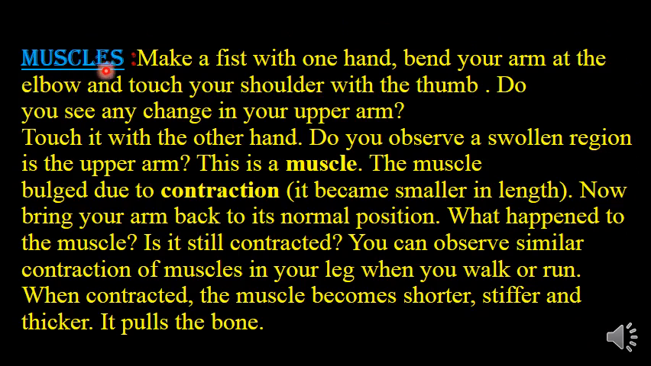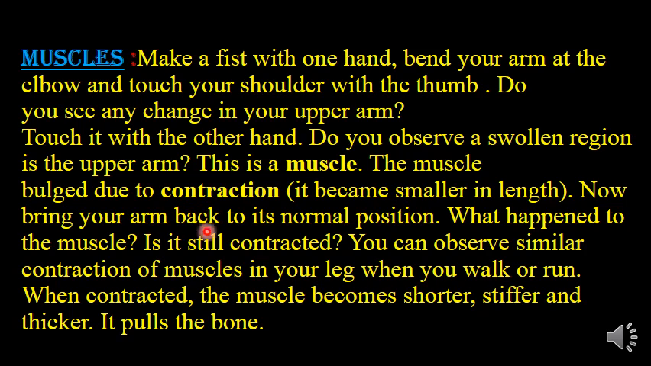Next, we will discuss muscles. Make a fist with one hand, bend your arm at the elbow and touch your shoulder with the thumb. Do you see any changes in your upper arm? Touch it with the other hand. Do you observe a swollen region in the upper arm? This is muscle. The muscle bulged due to contraction. It becomes smaller in length.